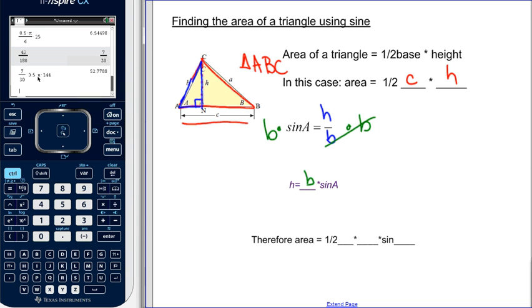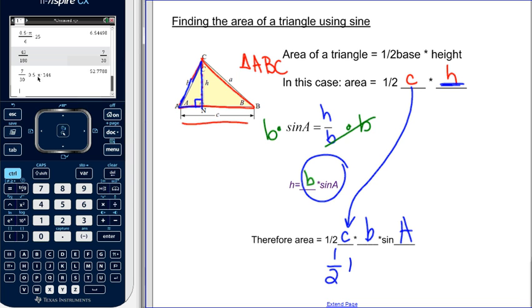So therefore, the area of this triangle is going to be 1/2 times C will stay the same, but we're going to replace H. We're going to substitute B times the sine of A for H. And this gives us a new formula. So if we write it in alphabetical order, we've got 1/2 BC times the sine of A. And that's going to give us the area of triangle ABC.